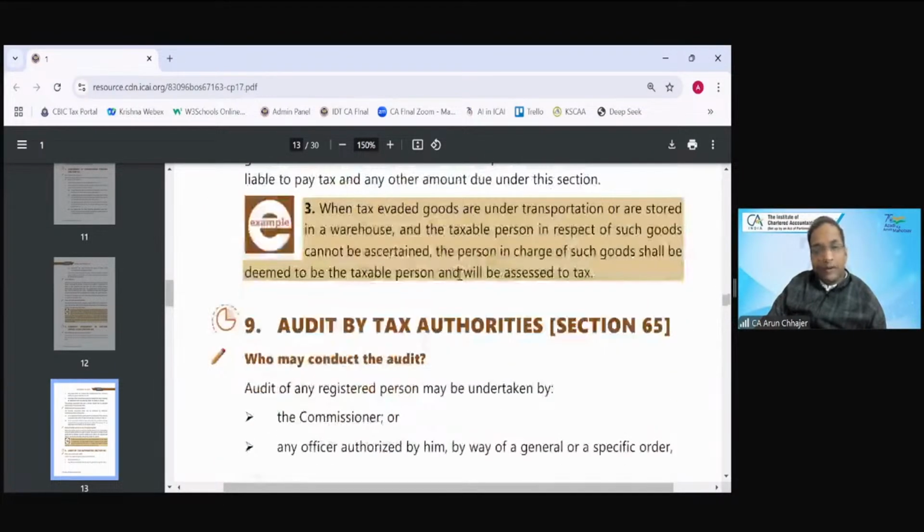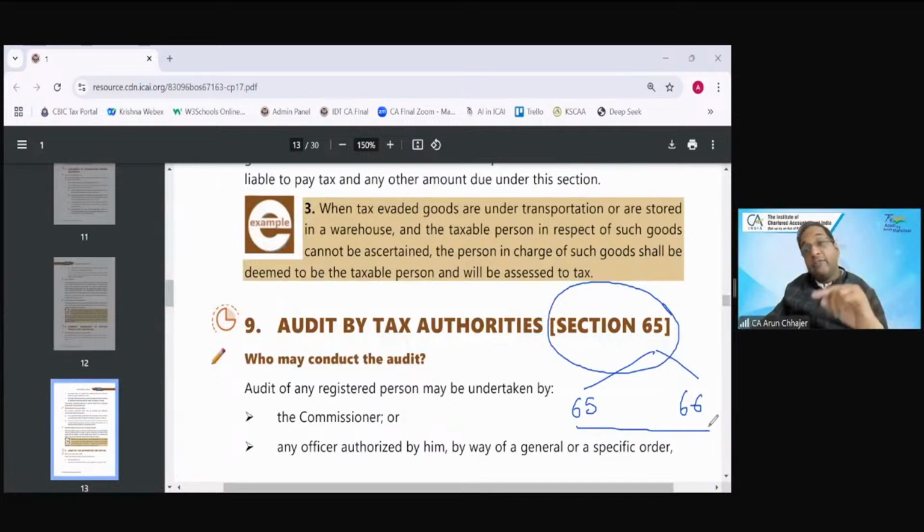So let's take a break of 10 minutes. We will resume at 7:10 and then we will start the audit. In the GST audit, we will discuss basically two provisions, section 65 and section 66. First, we will complete this and then we will start and complete inspection, search, seizure. These are the 3 agenda points for today's class.